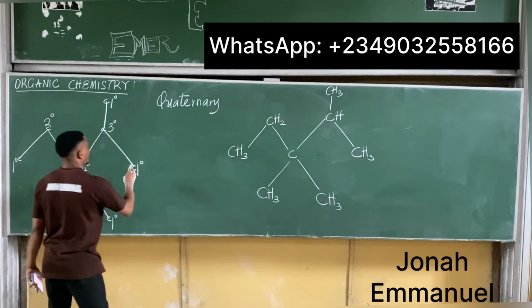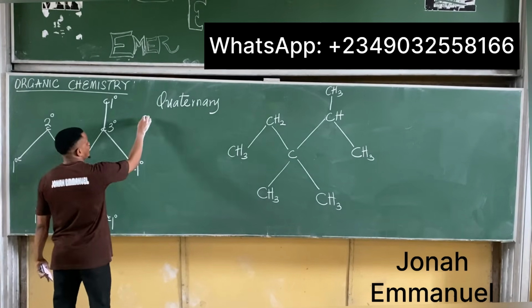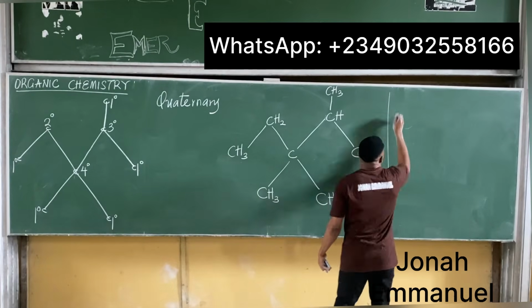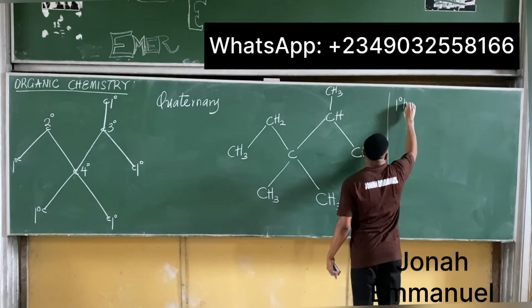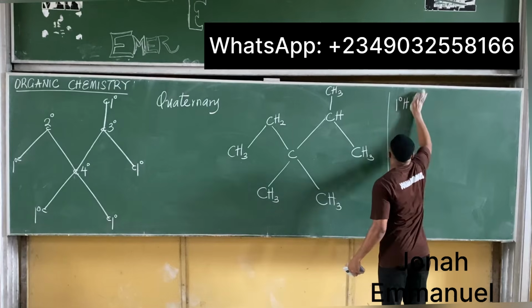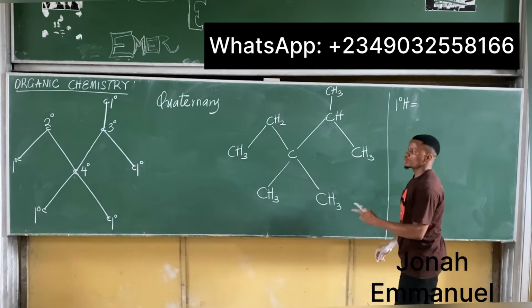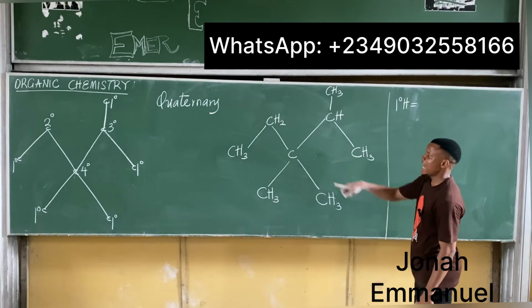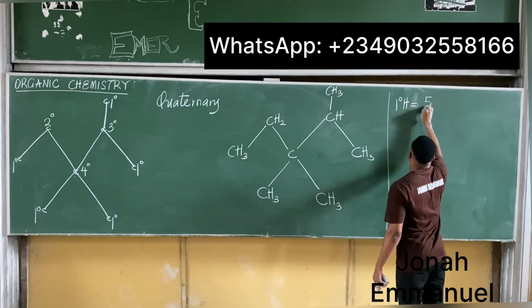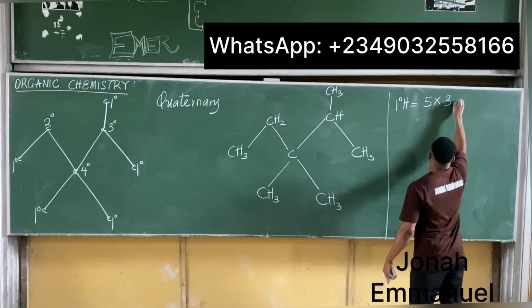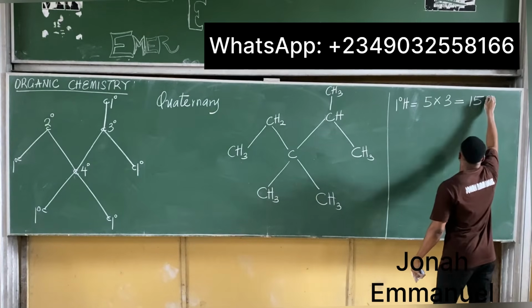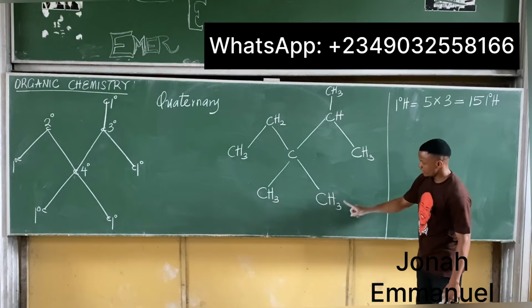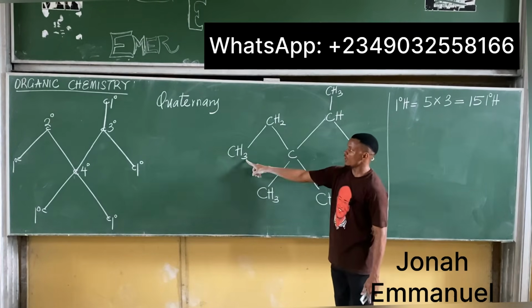So let's do our maths. For primary hydrogen, please, we said it's equal to the number of primary carbons times 3. How many there? 5 times 3. That should be equal to 15 primary hydrogens. Now check it out. This is a primary. 3, 6, 9, 12, 15.